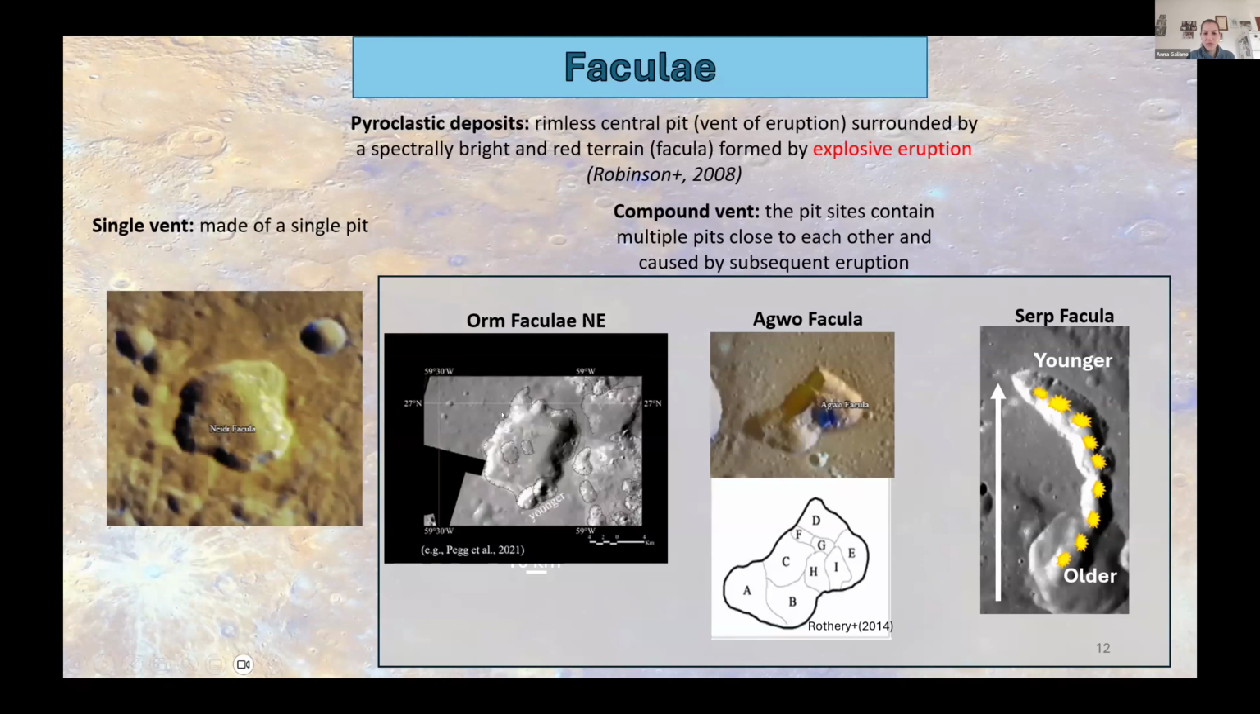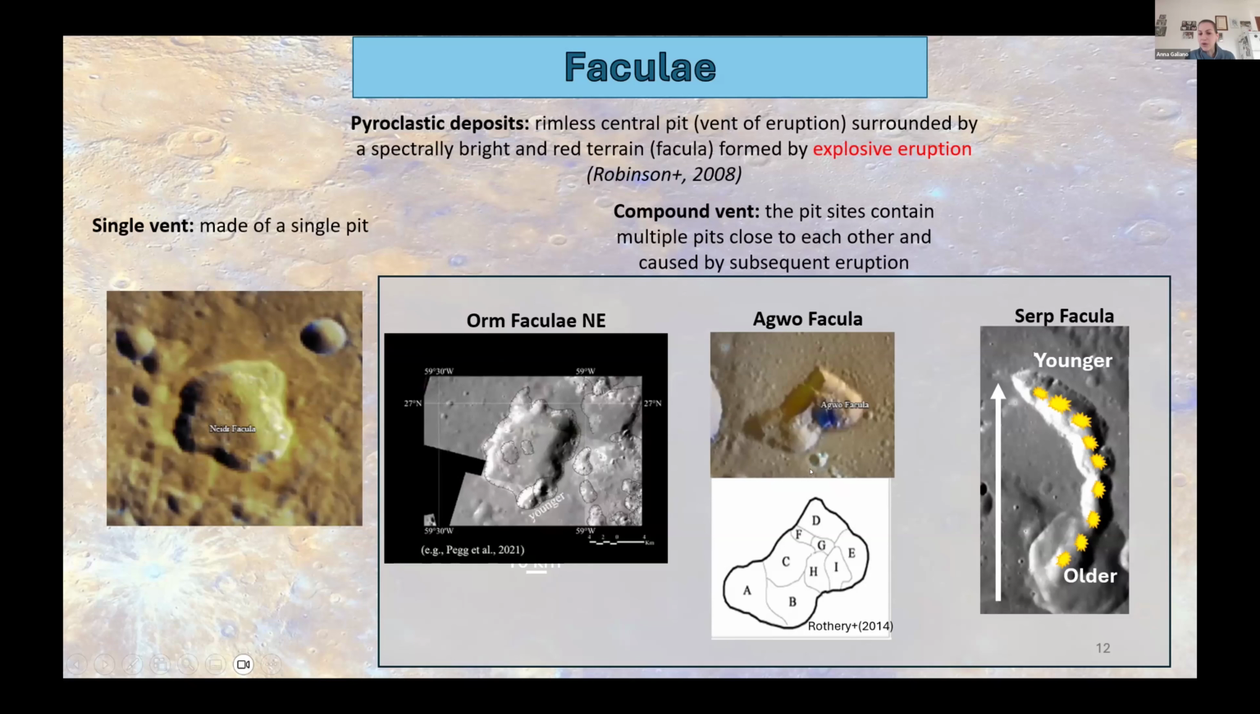In the case of Orm facula, a facula in the Praxiteles basin, we have the main pit, that is this larger one, and 2 younger pits in the southwestern part of the pit, produced, of course, after the formation of the main one.